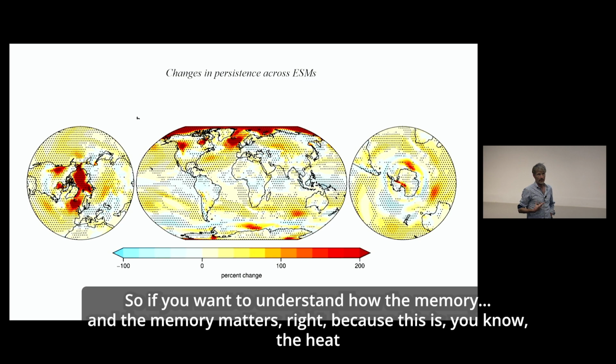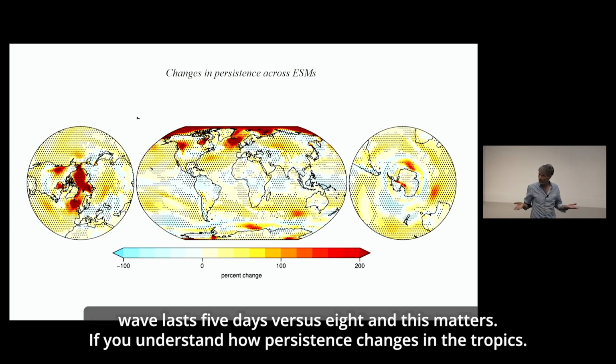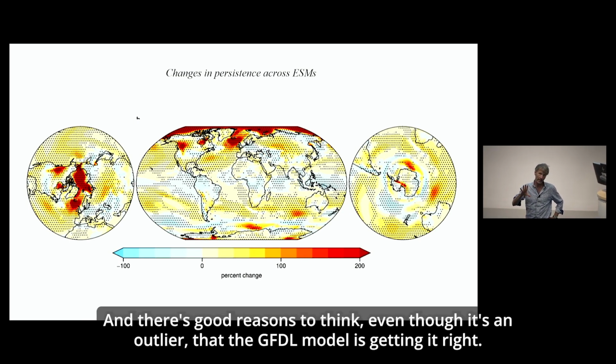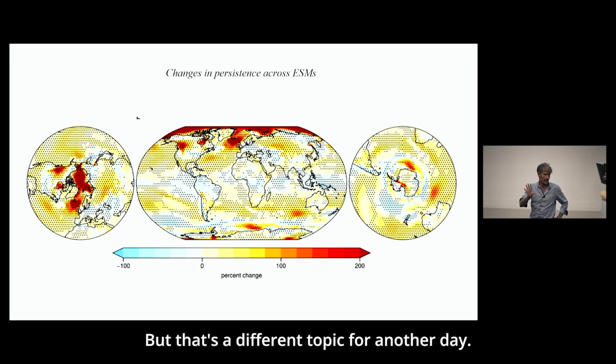So if you want to understand how the memory matters, right? Because if a heat wave lasts 5 days versus 8, this matters. If you want to understand how persistence changes in the tropics, then you have to consider how your model handles ENSO. And there's good reasons to think, even though it's an outlier, that the GFDL model is getting it right. But that's a different topic for another day.